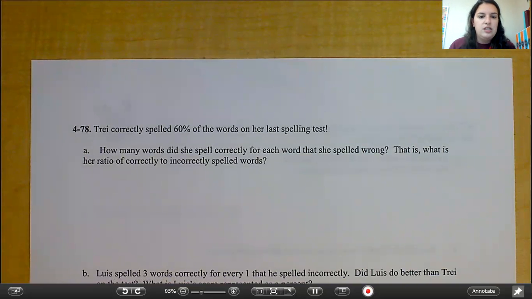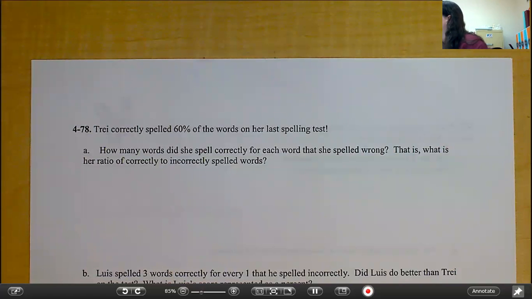Trey correctly spelled 60% of the words on her last spelling test. How many words did she spell correctly for each word that she spelled wrong? That is, what is her ratio of correctly to incorrectly spelled words? Pause the video and answer.